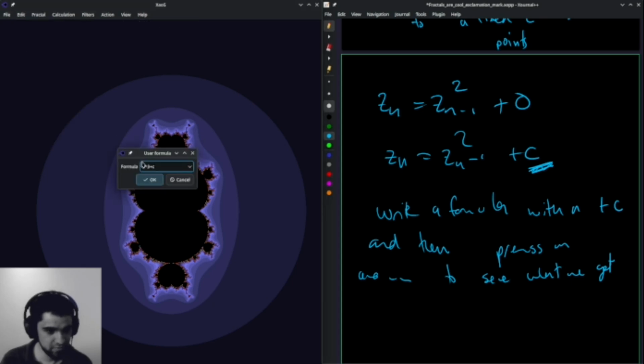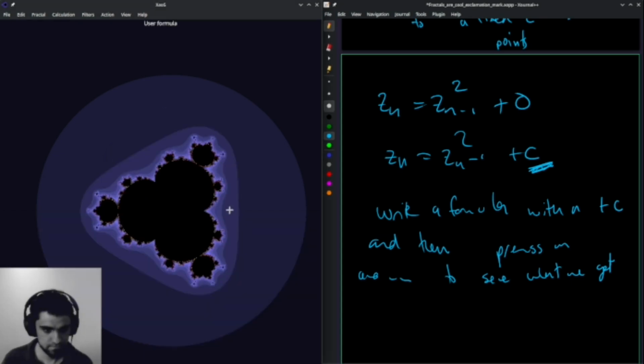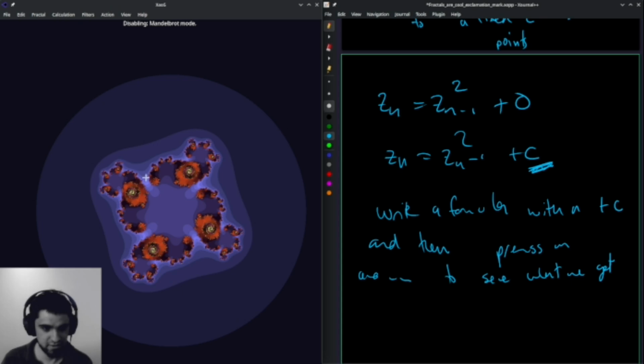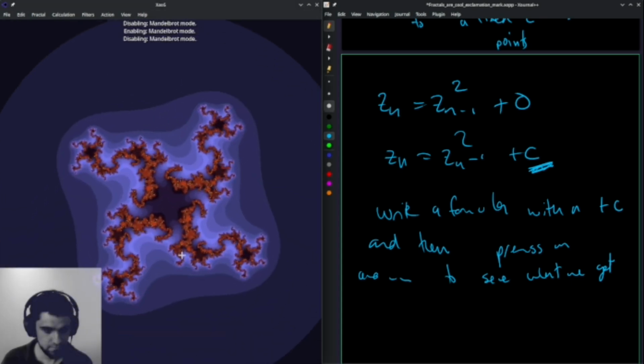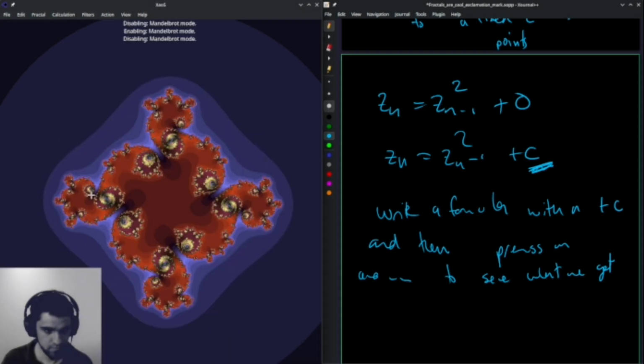Can you guess what happens when we take z to the power 4 plus c? Now the Mandelbrot set itself looks kind of triangular, but all the Julia sets are going to look squarish.